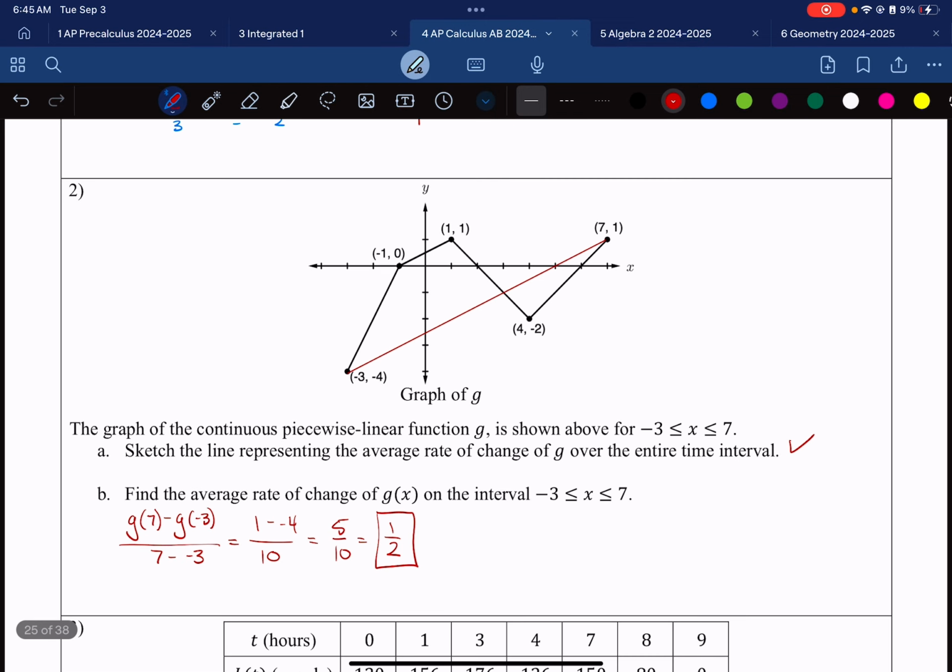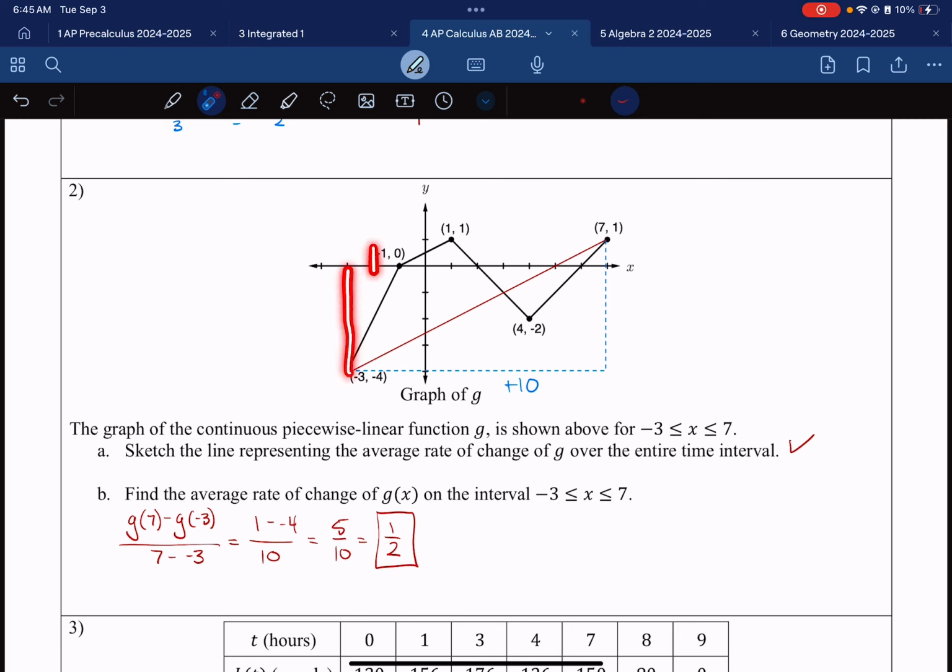So here's another way that you can do it. You can actually think of this thing as a giant staircase, right? You can say, okay, I've gone to the right plus 10. How do you know that it went plus 10? Well, you can count, right? So I was at this point, I go 1, 2, 3, 4, 5, 6, 7, 8, 9, 10. So I got my plus 10.